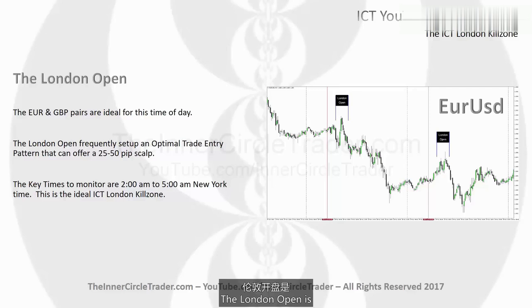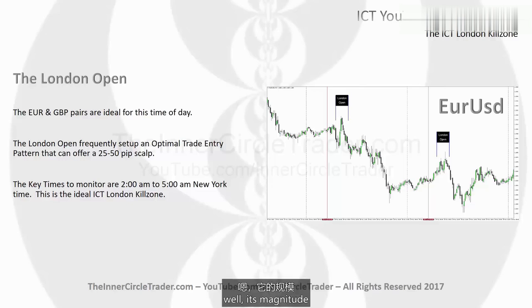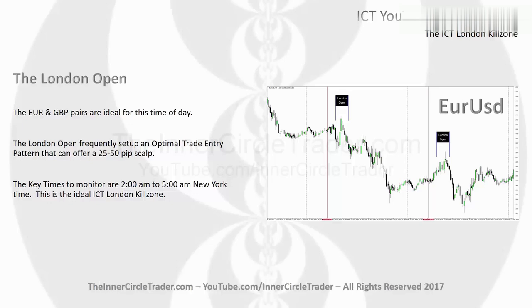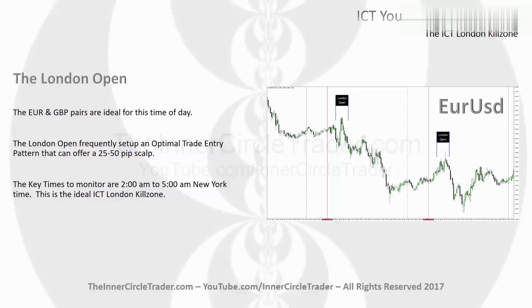The London Open is typically a time where I like to trade because it gives me a lot of opportunities, and its magnitude is a lot more favorable for a short-term trader. It comes with it a great deal of responsibility in terms of knowing what the higher time frames are doing. A lot of economic calendar releases come out overnight, and they can be very volatile.